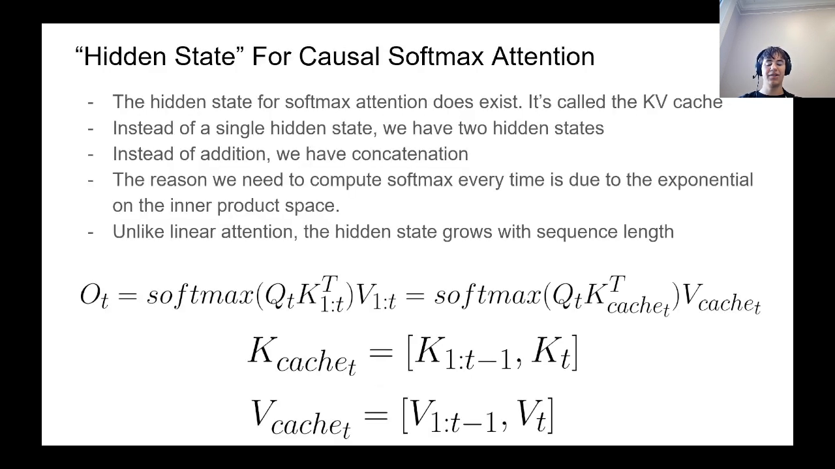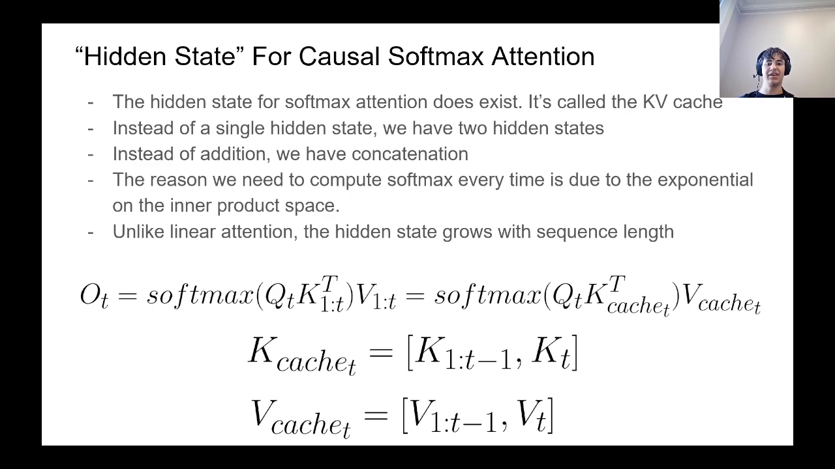Your hidden state can be the KV cache. This has to be causal, by the way. If it's not causal, you don't do this. It just doesn't make sense. If it's causal, you can form a KV cache. So remember, for a causal representation, we need all the keys and the values up to time t. So that means we cache all the keys and values up to time t.